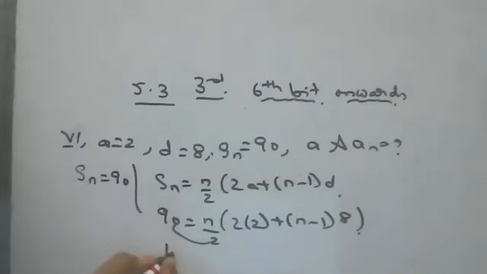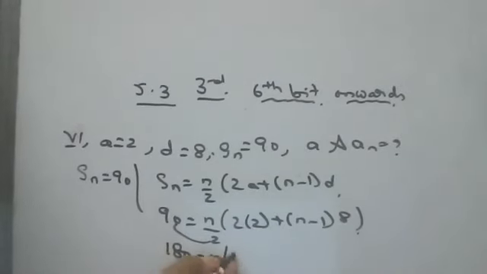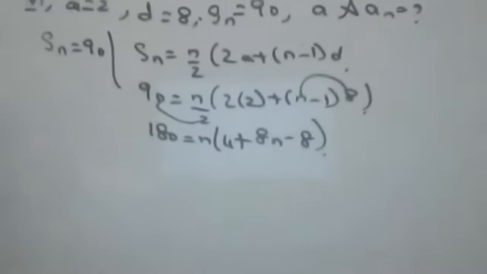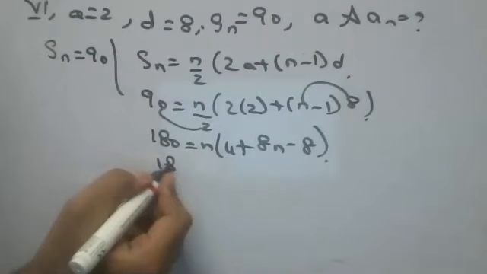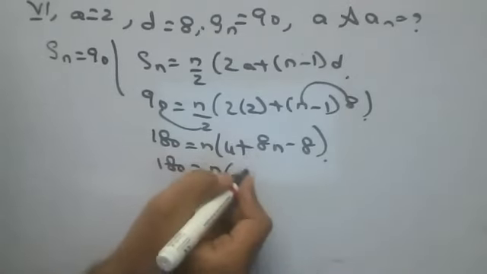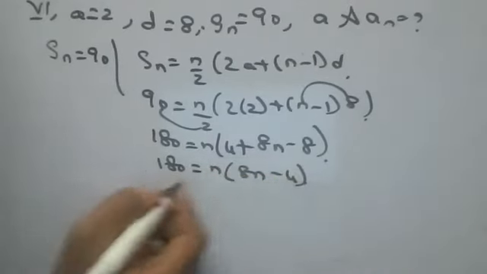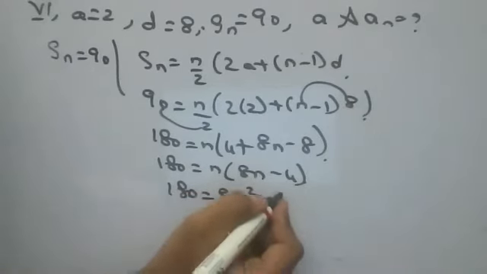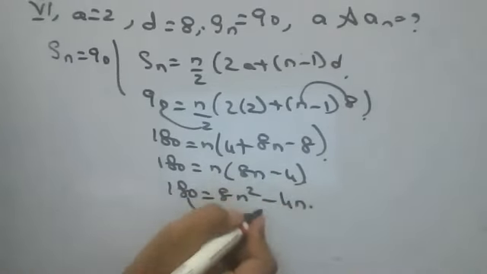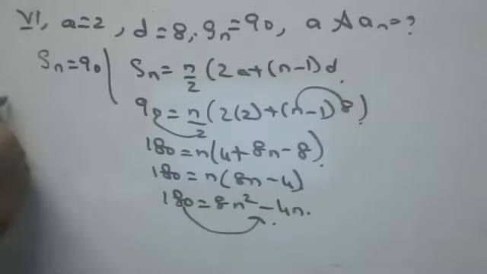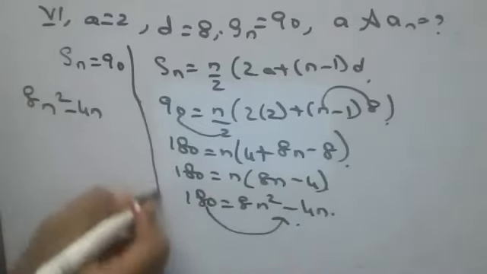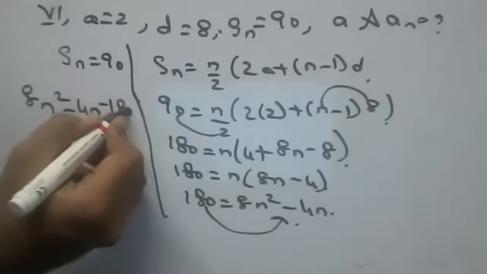So if you substitute, 180 is equal to n into 4 plus 8n minus 8, children. So next, 180 is equal to n into 8n minus 4. Okay, 180 is equal to 8n square minus 4n. Children, bring this here. So what happens? 8n square minus 4n minus 180 is equal to 0.